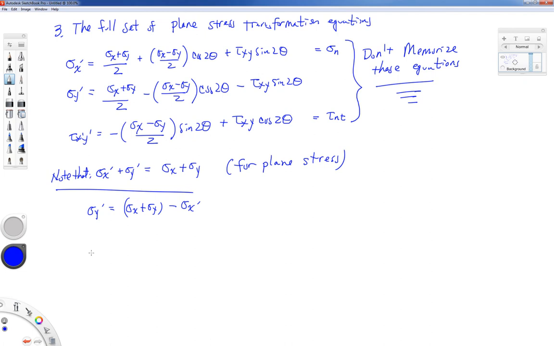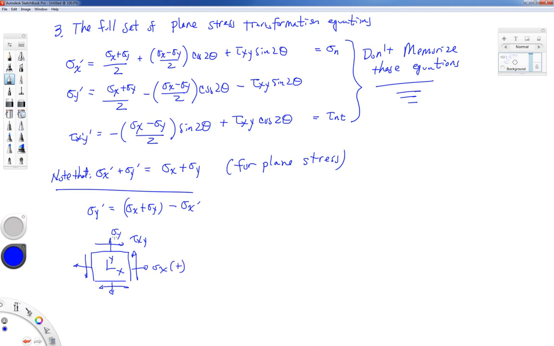So let's take, as an example, a state of stress that looks like this. We'll use some numbers here in a minute. But let's talk about how these equations are used. We have an X and a Y coordinate system. And these are the positive directions for these stress components.